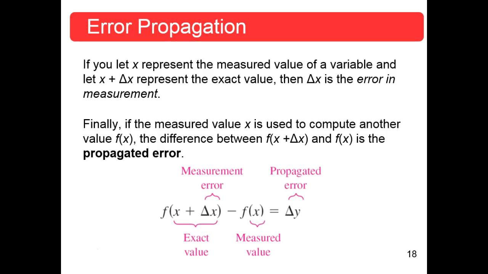So finally, if the measured value, x, is used to compute another value, f of x, then the difference between f of x plus delta x, the actual value, and f of x is the propagated error, which is exactly what we were talking about. So your f of x plus delta x, the exact value, minus f of x, the measured value, the propagated error is the delta y, the difference between those two. Okay?